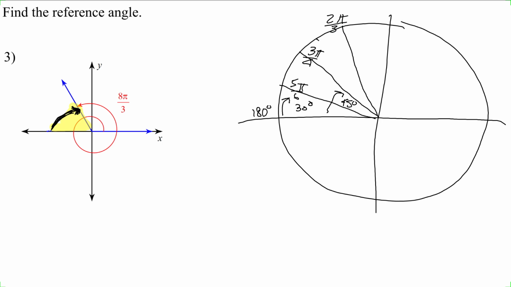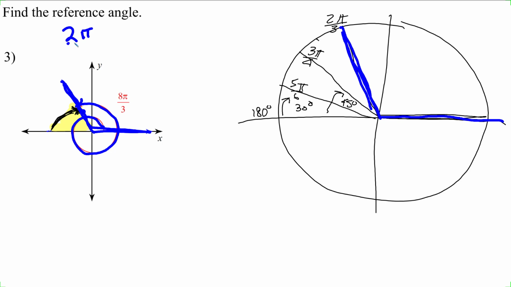Well, 2 pi thirds, let me do this in a different color. This angle right here is 2 pi thirds, and then when they go around the circle again, it's 6 pi thirds, because look at 2 pi thirds plus 2 pi, which is 6 divided by 3 is 2. So 2 pi thirds plus all the way around the circle is 8 pi thirds.